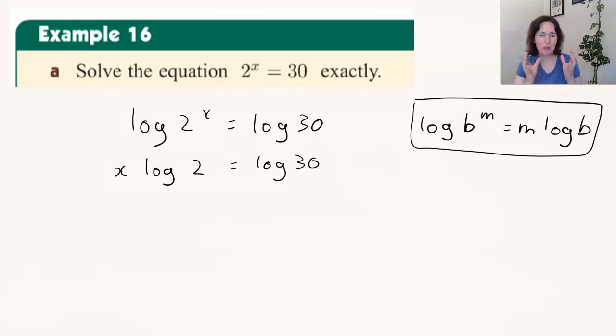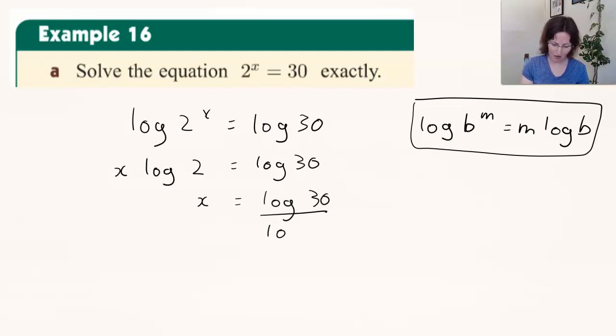And now x is being multiplied by this log 2 thing. Well, log 2 is actually just a number. So when x is being multiplied by a number, we can do the opposite, inverse operation of that, and we're going to divide both sides by log 2. So I'm going to write on the right hand side log 30 divided by log 2, and that's our final answer.